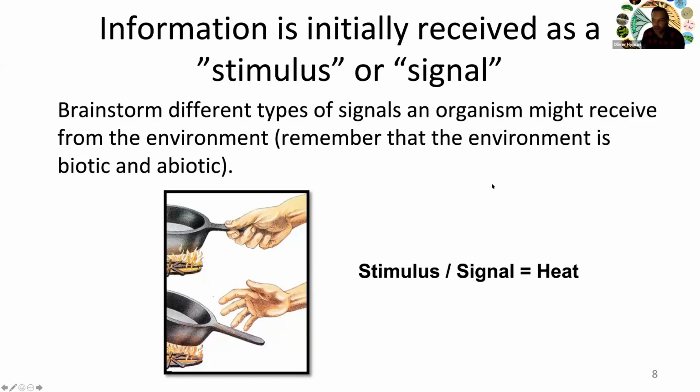So I want you to spend just maybe 1 minute, 30 seconds brainstorming different types of signals an organism might receive from the environment, remembering that the environment can be both biotic, so living, and also abiotic, so non-living. An example of a particular stimulus or signal might be heat. So there's a hot pan and your body responds to that heat. So the stimulus or signal is heat. So go ahead in the chat, just type in your example of a stimulus or signal that an organism might respond to.